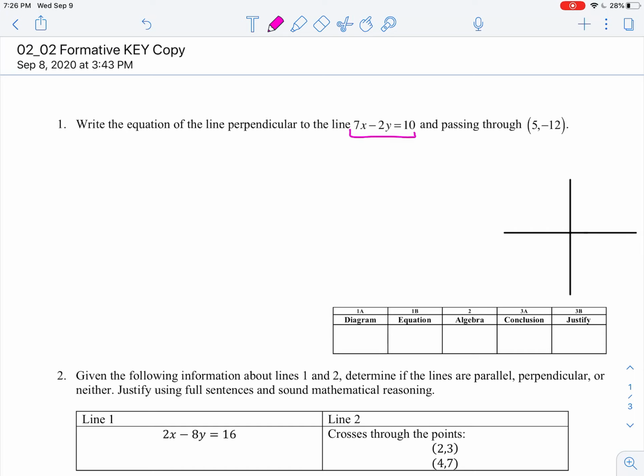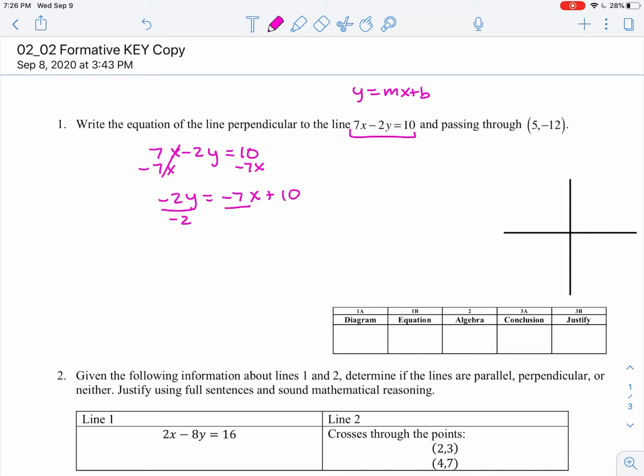In order to do this, I'm going to start out by drawing a little sketch, but I can't sketch this equation until I get it into a format that makes it easy for me to pull out some information. So I'm going to try to get this into slope-intercept form by rearranging and solving for y. I'm going to subtract 7x from both sides, and then I'm going to divide by -2 on both sides.